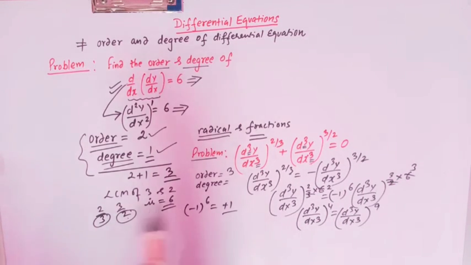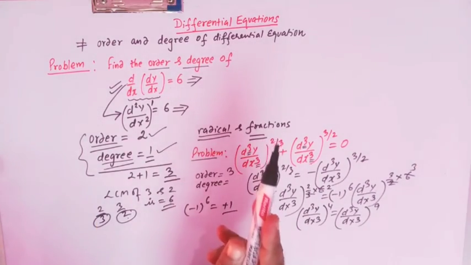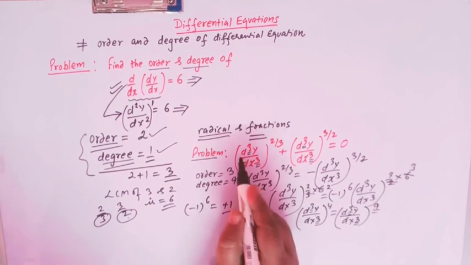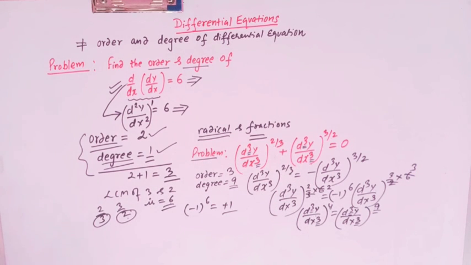Now what is the definition of degree? The degree of the differential equation is the degree of the highest order derivative occurring in the differential equation. So here the highest order derivative is only 3. Here the degree is 4 and here the degree is 9. Out of 4 and 9, the highest degree is 9. So therefore the degree of this differential equation is 9, right? So this is how we find the order and degree of a differential equation.